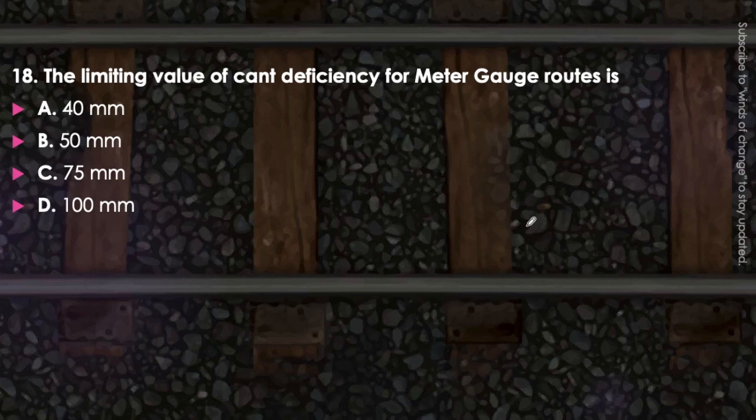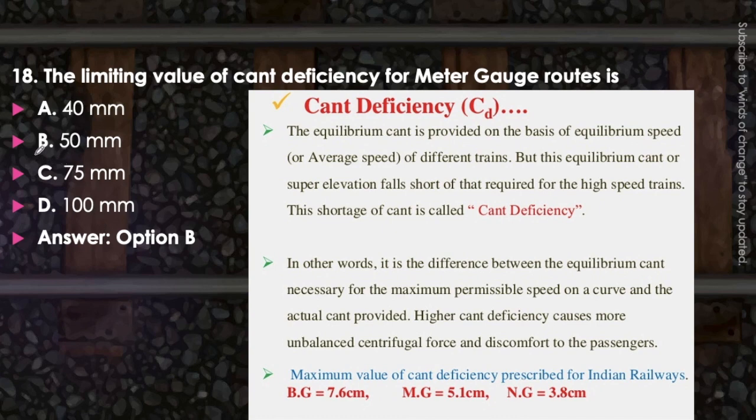Next question. The limiting value of the cant deficiency for meter gauge route is 40 mm, 50 mm, 75 mm or 100 mm. We are talking about the cant deficiency here. For meter gauge track, the maximum cant deficiency that can be provided will be option B, that is 50 mm. What is cant deficiency?